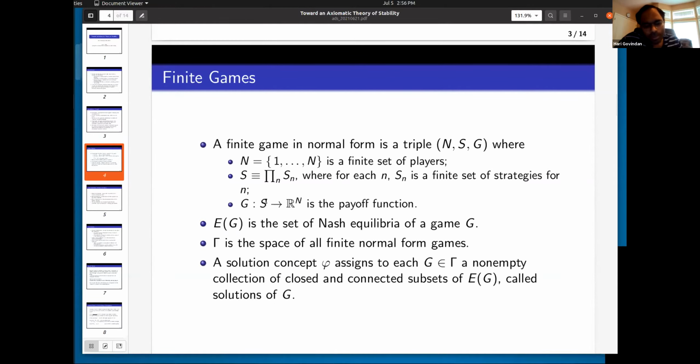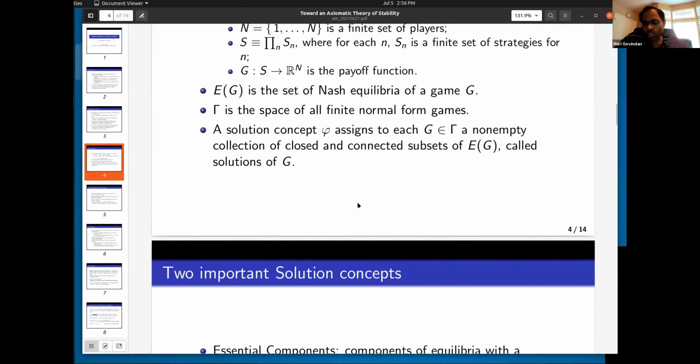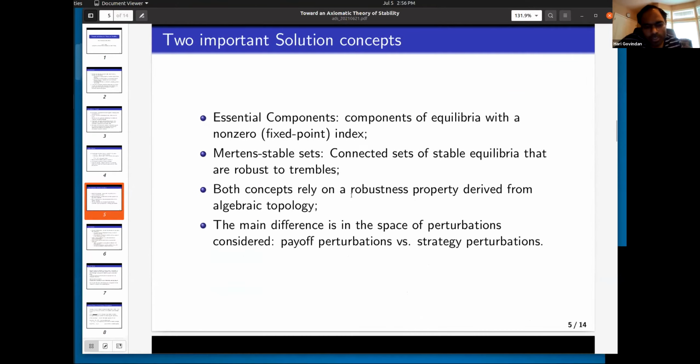Of course, the solution concept that assigns to each game the set of all its Nash equilibria, that's one solution concept, right? But our objective is to refine this. And I'm going to focus on two solution concepts because my objective is to provide an axiomatization of both of these concepts. The first concept is what I would call essential components of equilibria.